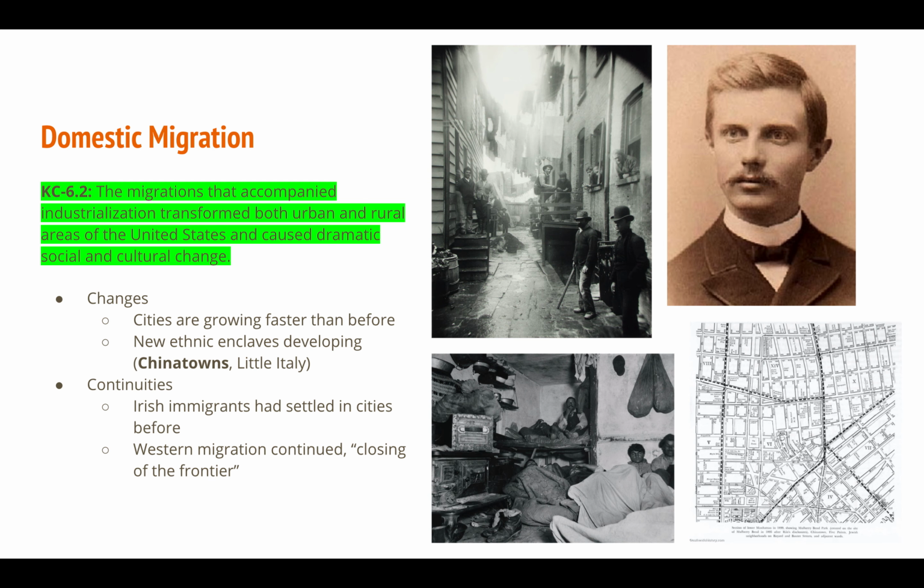For continuities, we see that Irish immigrants had settled in cities before the new immigrants were all settling. The Western migration continued, and we have Frederick Jackson Turner's idea that the frontier is closing, that people have settled everywhere that was available to settle, and now we must look elsewhere to continue our push for innovation.